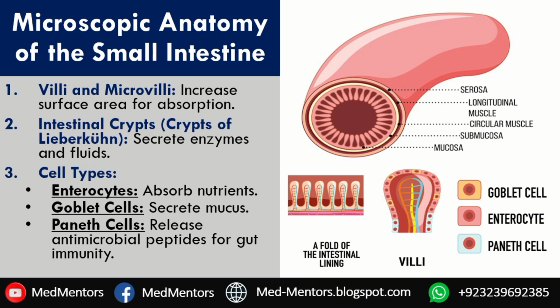Number 1, enterocytes, which absorb nutrients from digested food. Number 2, goblet cells, which produce mucus to protect the intestinal lining. Number 3, Paneth cells, which secrete antimicrobial peptides, enhancing immunity within the gut.